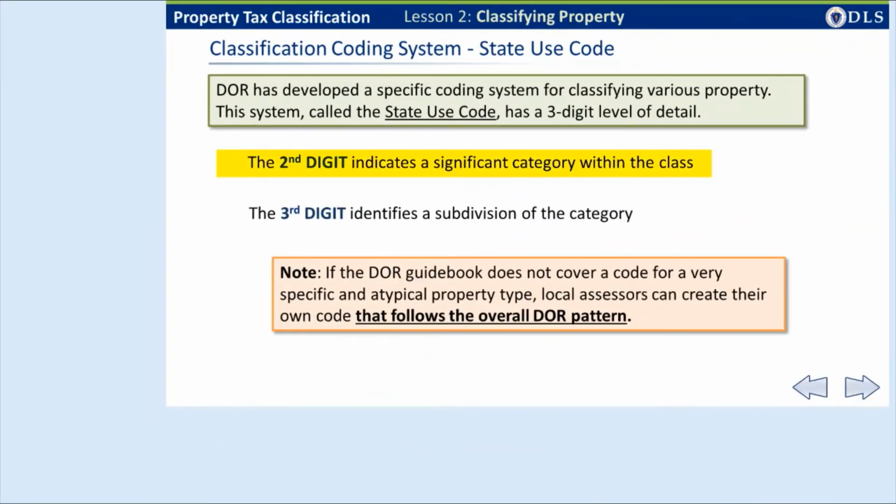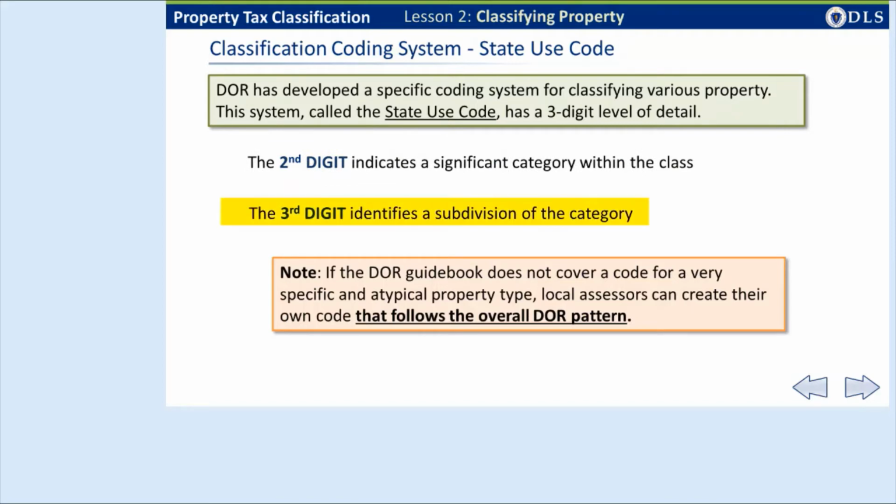The second digit indicates a significant category within a class. Some examples would be a residence under Major Classification Code 1, Residential, a retail store under Major Classification Code 3, Commercial, and a manufacturer under Major Classification Code 4, Industrial. The third digit identifies a subdivision of the category. Some examples would be a single-family home, a department store, or a research and development facility.